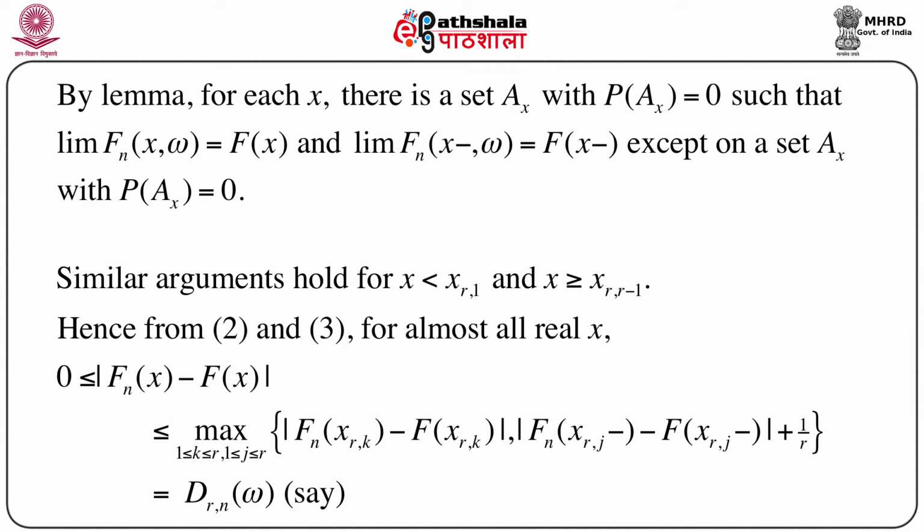Now, if we recall the previous discussion, these terms are nothing but the terms that we have already seen in equations 2 and 3. Let us call the right hand side D_rn(omega), because this happens for a particular omega.